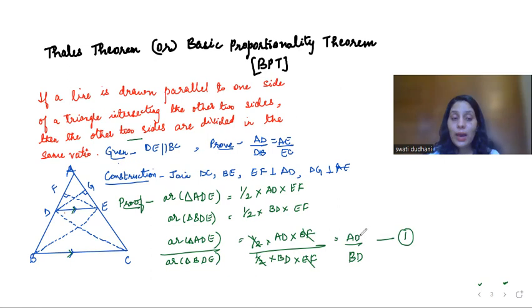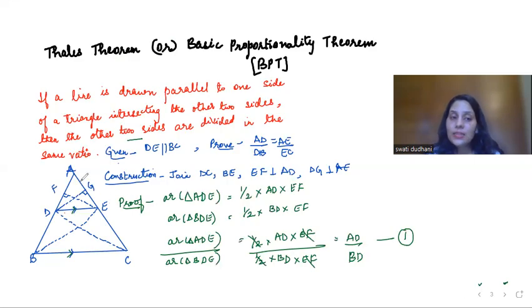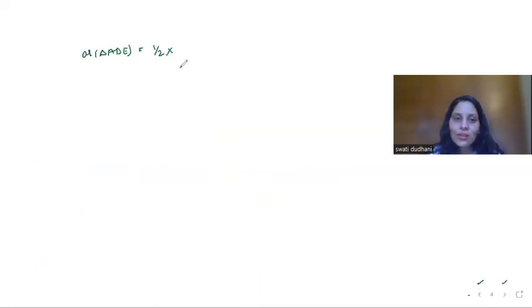Now coming back to the triangle, we will now consider the other two triangles, that is ADE and CDE. So first let us consider ADE triangle. So area of triangle ADE is equal to again half base into height, but this time our base is AE. So the base is AE and the height is DG. DG is falling on AE. So half into AE into DG.